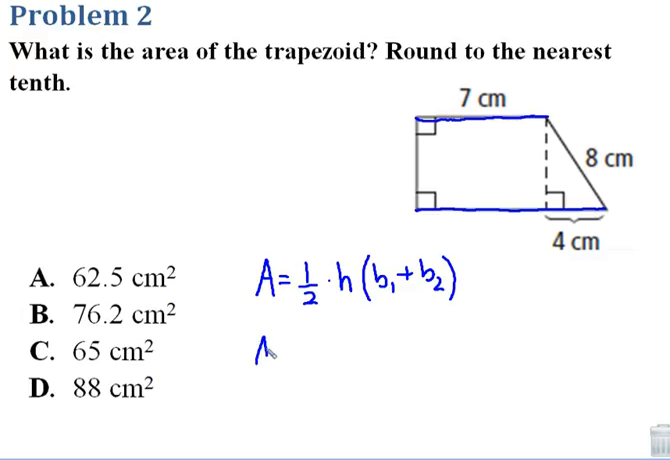Okay, for our formulas, we want to fill in what we know. We know the half. I actually don't know the height of this trapezoid right off the bat. We'll have to solve for that. But I can figure out my two bases right away. One of them is just 7. Then we can say plus, the other base will be 4 plus 7. Okay, so 11.